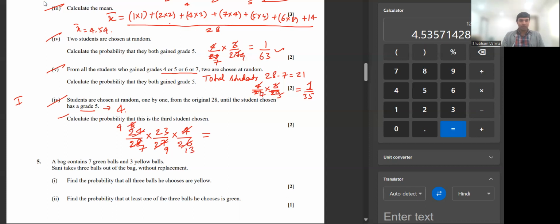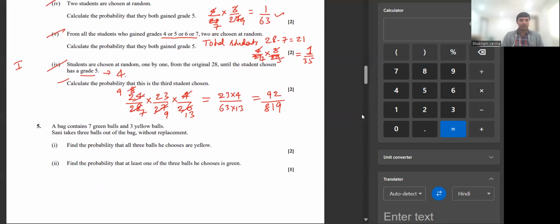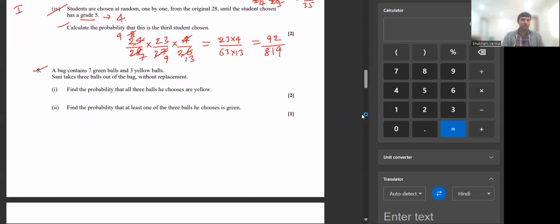So what do we get now? 23 into 4 divided by 63 into 13. Okay, so let me write it here. 23 into 4 gives us 92, divided by 63 times 13. Okay, so 819. So 819, that is our answer. Moving on to the next question.